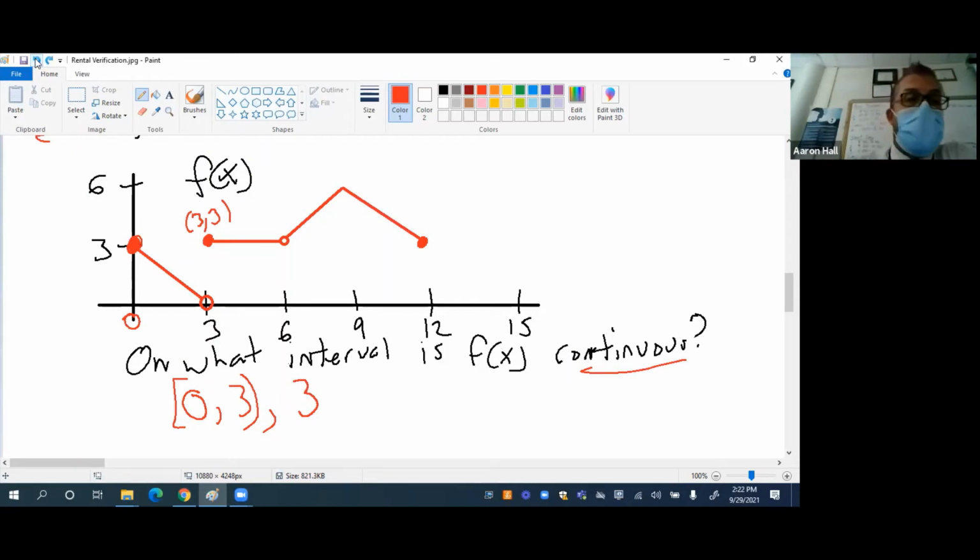Yeah, from 3 to 6, I agree with you. Is 3 included? Yeah, I agree with you. What about 6? No, so I'll use parentheses. All right, cool. Kayla, what about the next interval?